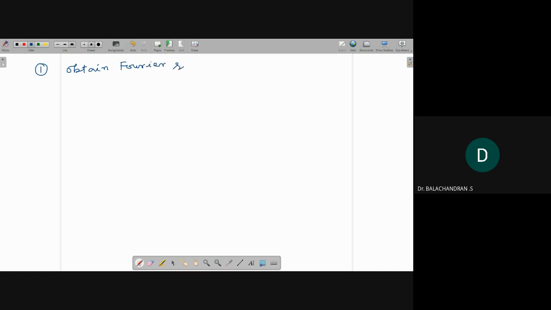Fourier series for f of x, which is equal to 0 when minus pi is less than or equal to x less than or equal to 0, and sin x when 0 is less than or equal to x less than or equal to pi. Okay, so this is the function.